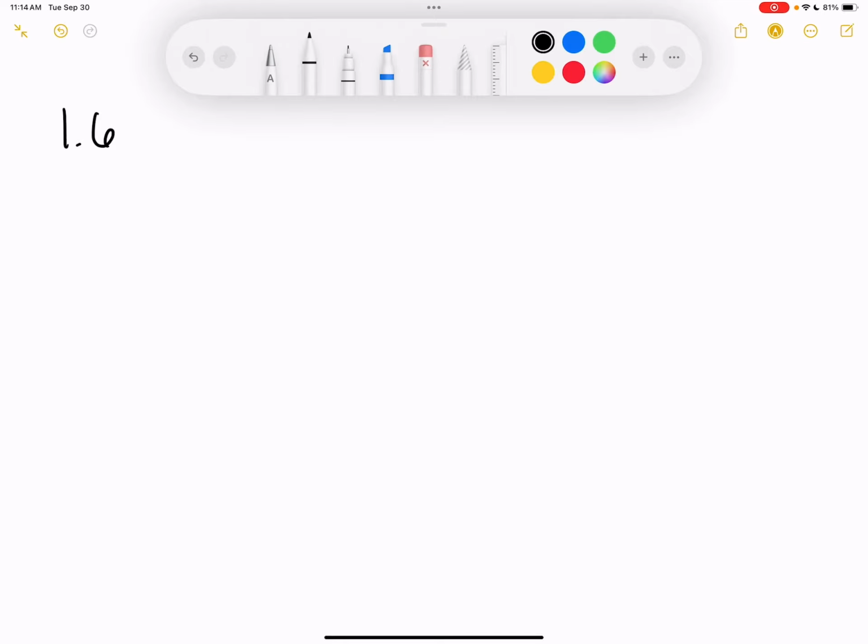All right, 1.6, graphical transformations. Oh, we did this before. Yes, we have. I was really bad.